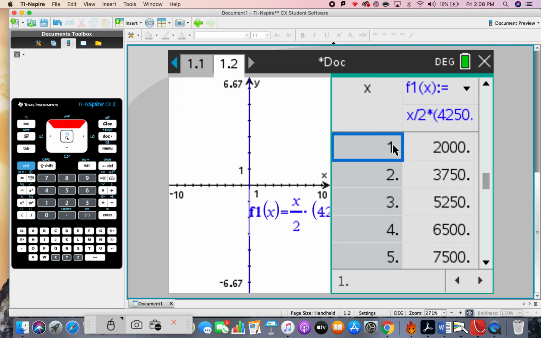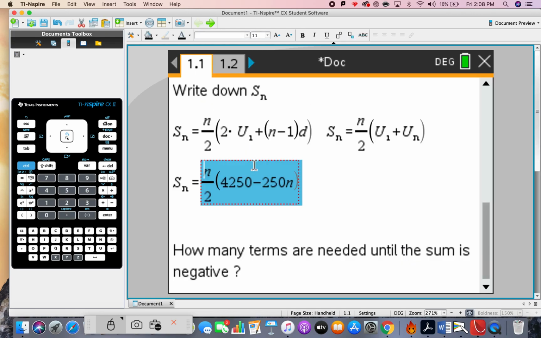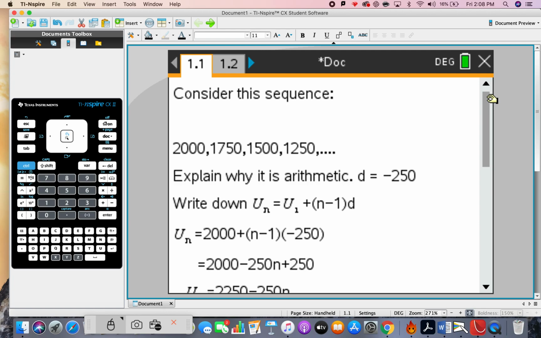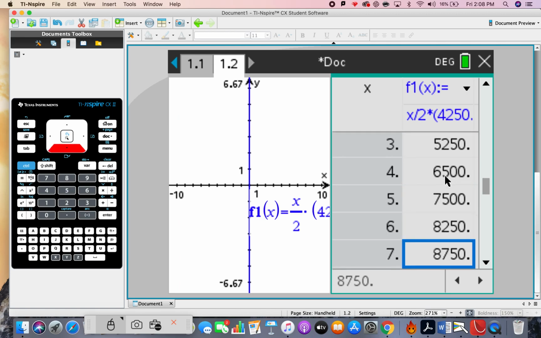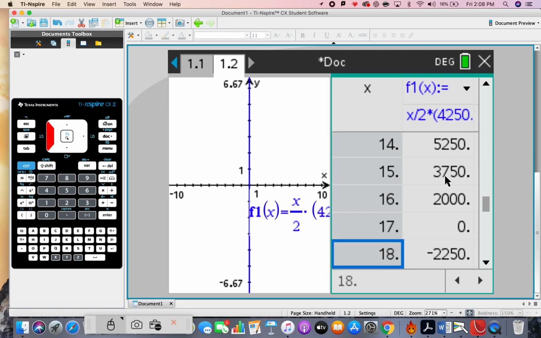Okay. Now let's just see if this rule is working. The sum of the first term is 2000. Well, that makes sense because the first term was, in fact, 2000. There we go. What's the sum of the first two terms? Can you see that'll be 3750? 3750. So this column represents the sum of all the terms. And as you go along, you can see the sum increases, then decreases, and look, we need 18 terms until we get a negative sum.